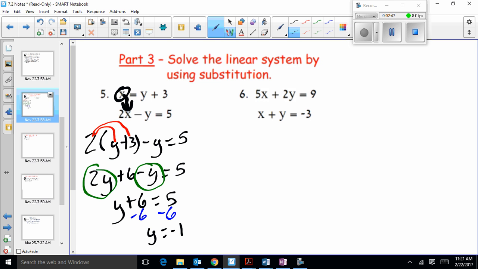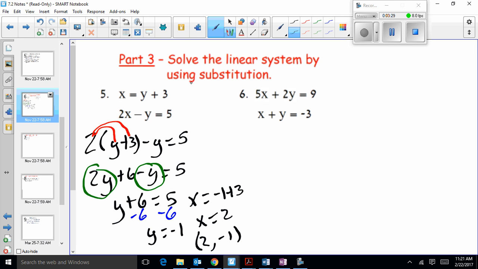So now I know y equals negative 1. I'm able to go ahead and plug that in for y in the first equation. Plug it in for y right here, okay? And then after I do that, I will be left with x equals negative 1 plus 3, which means x equals 2. So I'm left with (2, negative 1) for my ordered pair, for my solution to the linear system by using substitution.